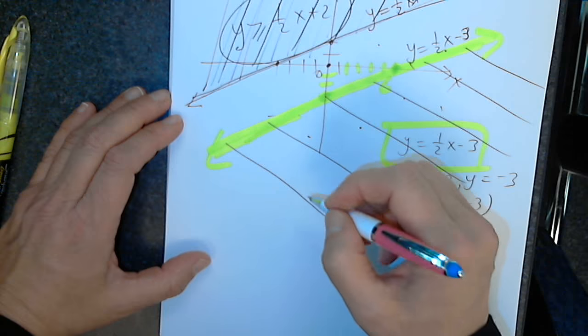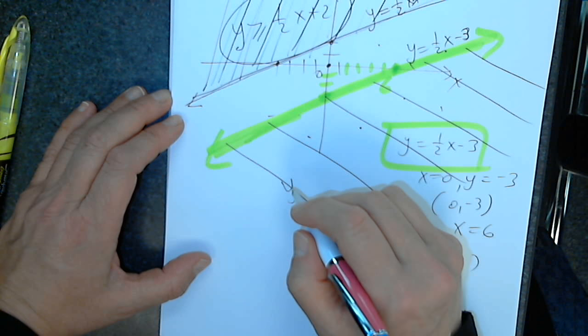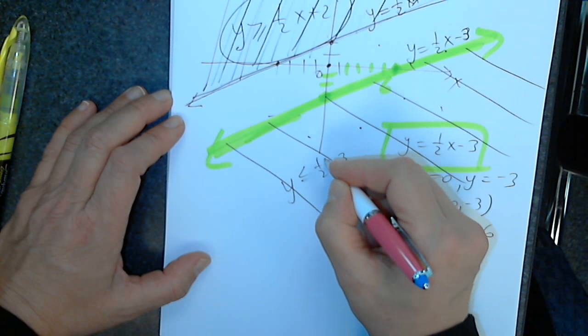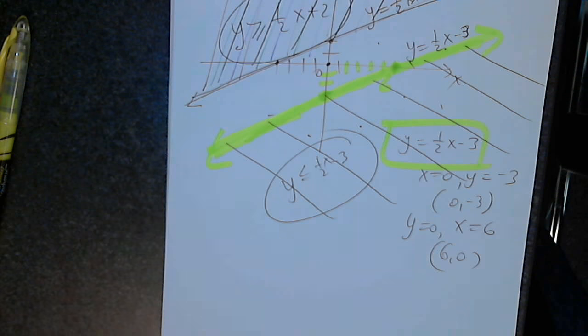So this area is y less than, right? Yeah. Y less than or equal to 1/2 x minus 3. So now I want to intersect these two. Please intersect them and tell me where they overlap.